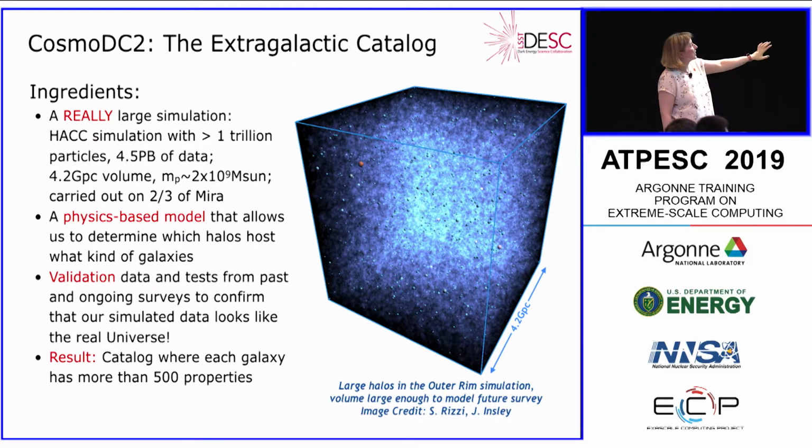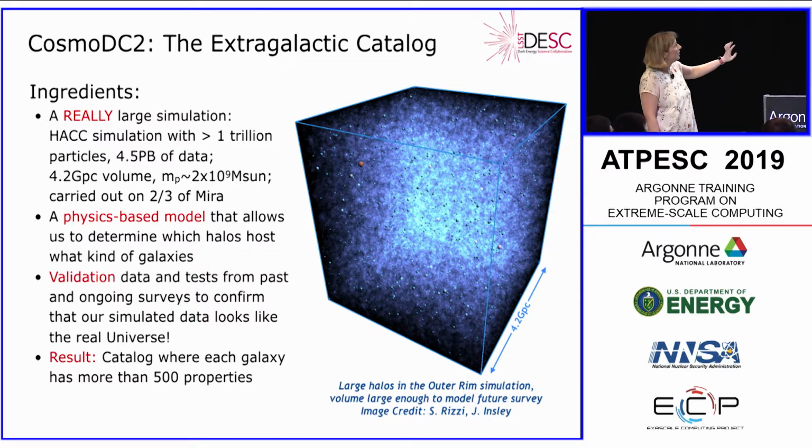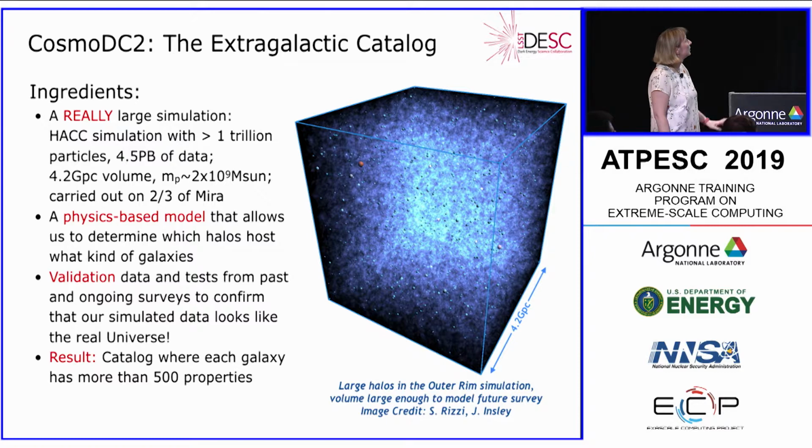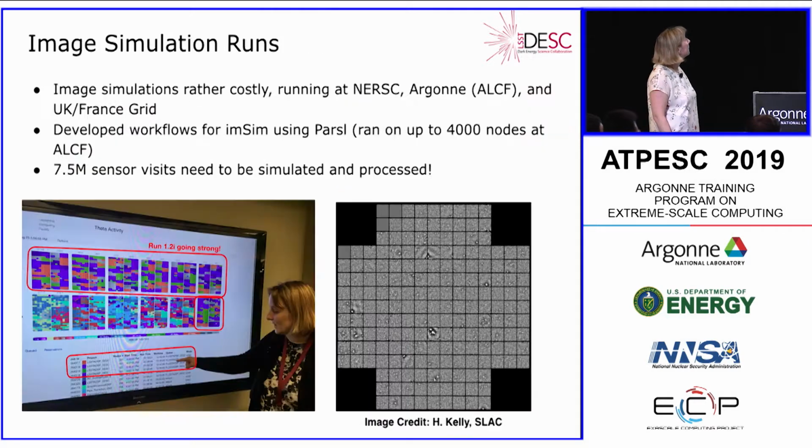And so the result was a catalog where we have galaxies, and each galaxy has more than 500 properties. This one slide by itself will lead to 5 papers. 3 of them have been written, 2 of them are in preparation. So there's a lot of work, as you can imagine, in here. On the right, you see a picture of the halos in what is called the outer rim simulation, this Mira simulation that I was talking about. And you can see the 4 gigaparsec box that we chose, so we can fit the whole full survey in it.